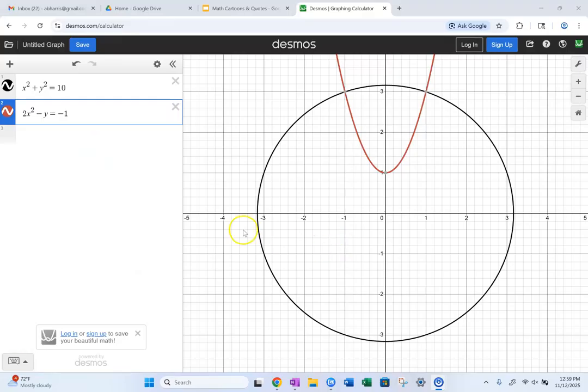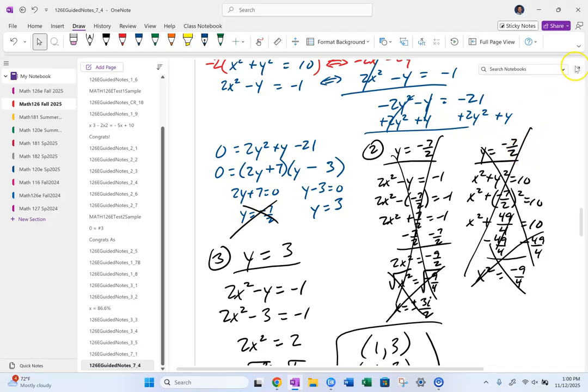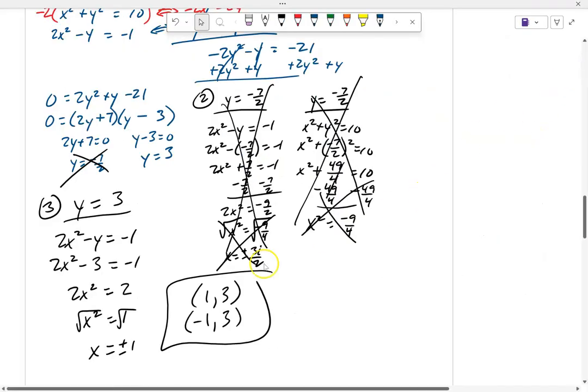And here's a graph on that. You know, the first one, you've got a circle with a radius of square root of 10. So that radius is like 3 point something. You see it in black there. The second one, if you were to solve that for y, you've got a quadratic. y equals, what's that, 2x squared plus 1 in red there. So hopefully you can see that they hit right there at that 1, 3 and negative 1, 3. So 1, 3, negative 1, 3, like we have there.